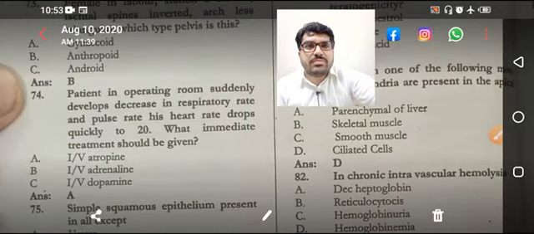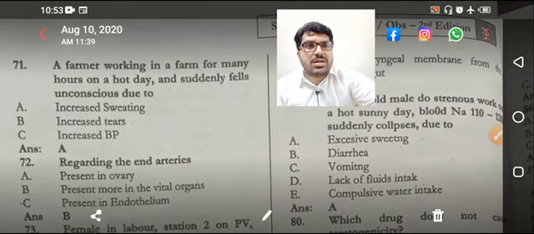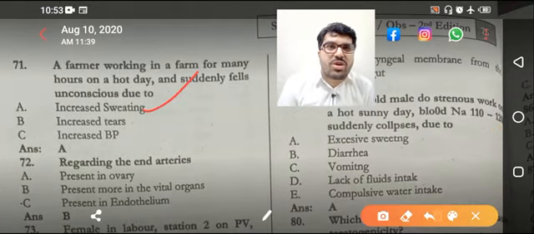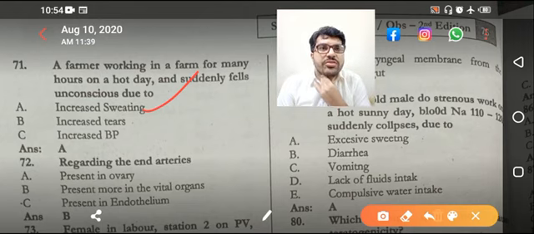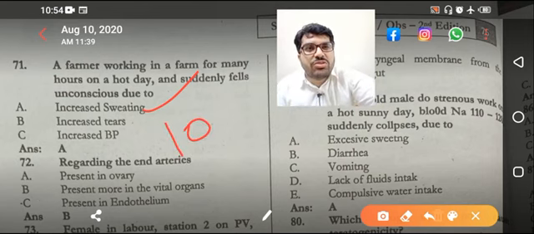Coming next. Now this is very important. A farmer working in a farm for many hours on a hot day suddenly feels unconscious due to increased sweating. This is called heat exhaustion. Heat exhaustion, increased sweating. Now if the same question says the patient is having a fever of 106, then the answer is heat stroke.